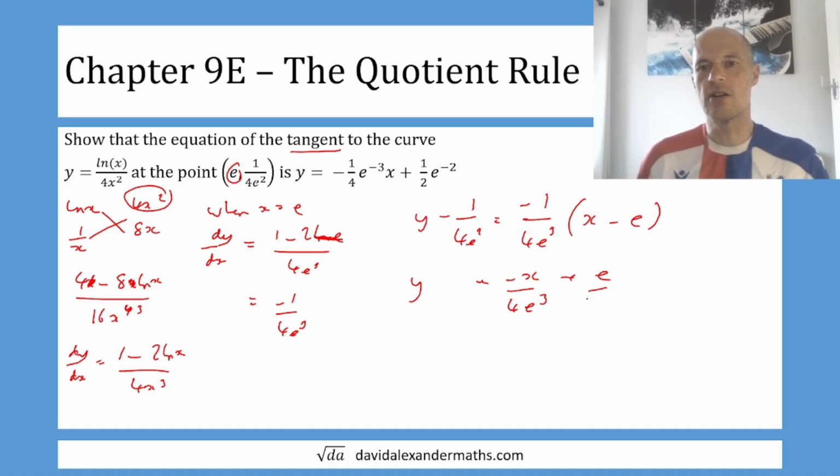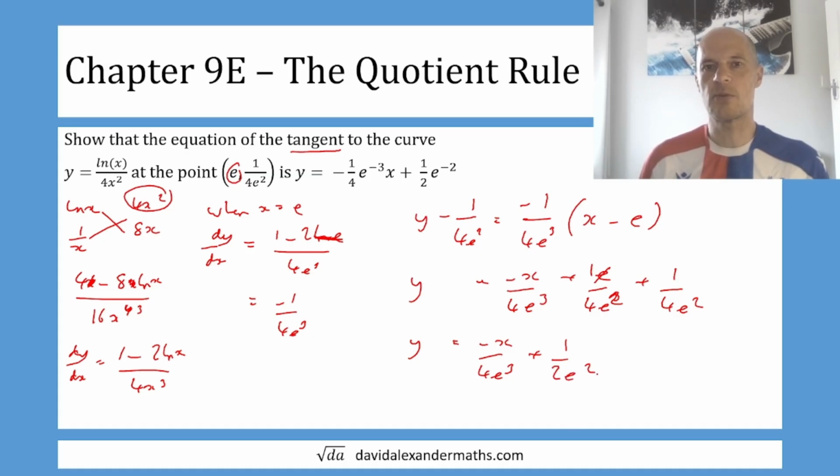plus e over 4e cubed plus 1 over 4e squared. So therefore y equals minus x over 4e cubed. This fraction here can be simplified to 1 over 4e squared, and 1 over 4e squared plus another 1 over 4e squared is 2 over 4e squared, which is 1 over 2e squared, and that is the same as, so here's my negative x minus x.